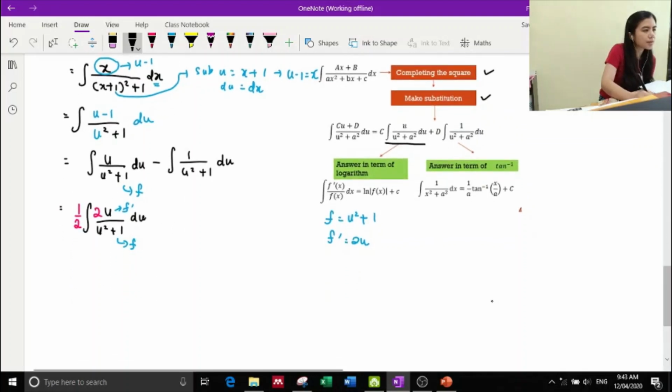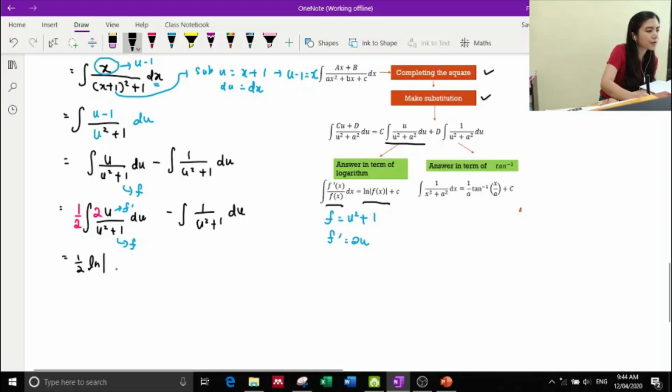The next line, you can leave it that first, okay? So we leave it that first, okay? Okay, so this 1/2, the first integration is basically in terms of this. So you will have the integration of f prime over f, okay? So it will give you ln f. So your answer you will have in terms of ln.